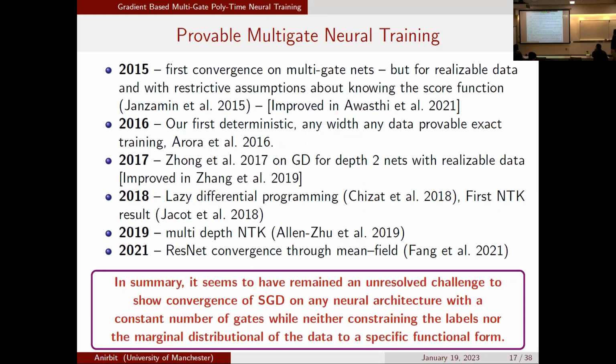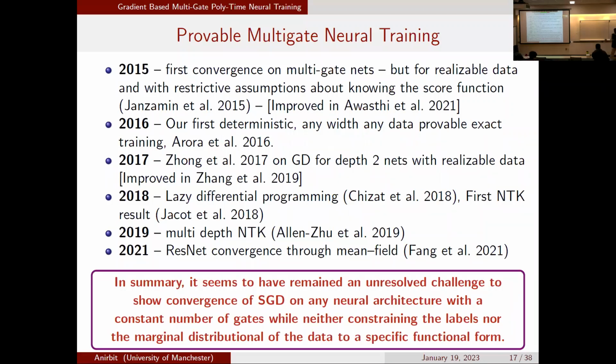In 2019. In 2018, when the lazy differentiable programming approach came into view by Chizat and Bach, this led to the first NTK results by Jacot et al. in 2018. 2019 is where I know the first multi-depth NTK result showed up. This was Allen-Zhu et al. Then in 2021, the first mean field proof for deep ResNets showed up by Fang et al. in 2021. So this is a very personal, selective, incomplete, and highly biased survey of neural net theory of provable neural training in the last 7 years.